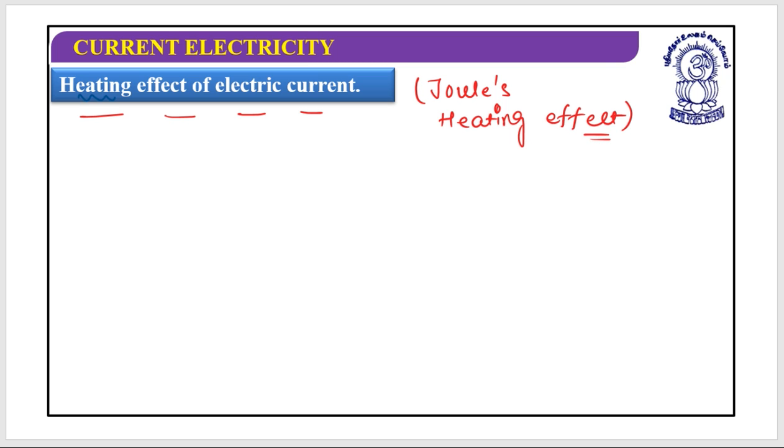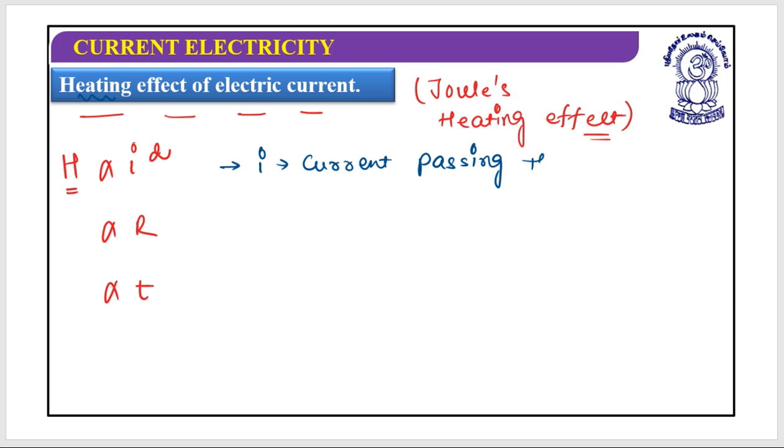scientist named Joule. So what Joule is saying, he says that the heating effect that is developing is directly proportional to the square of the current that is flowing through it. It depends on the resistance of a coil or resistance of a conductor, and it depends on the time for which it is flowing. This depends on the I. I stands for current passing through the coil or conductor.